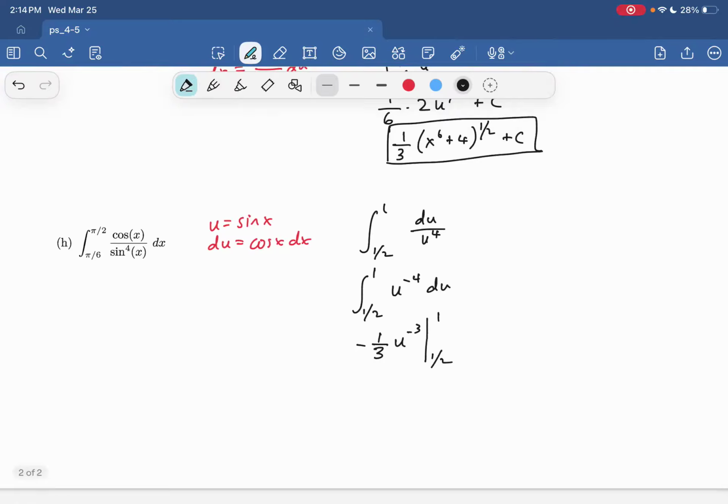So if we calculate this, this is -1/3 minus -1/3 times 1/2 to the -3 power. And so that is -1/3 plus 1/3. And then 1/2 to the -3 is actually 8, because the negative power is a reciprocal, and 2 to the 3 is 8. So that leaves us with 8/3 minus 1/3, which is 7/3.